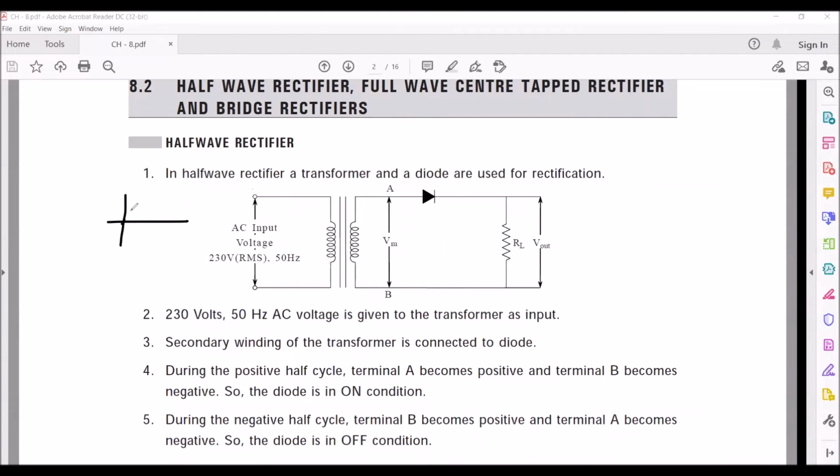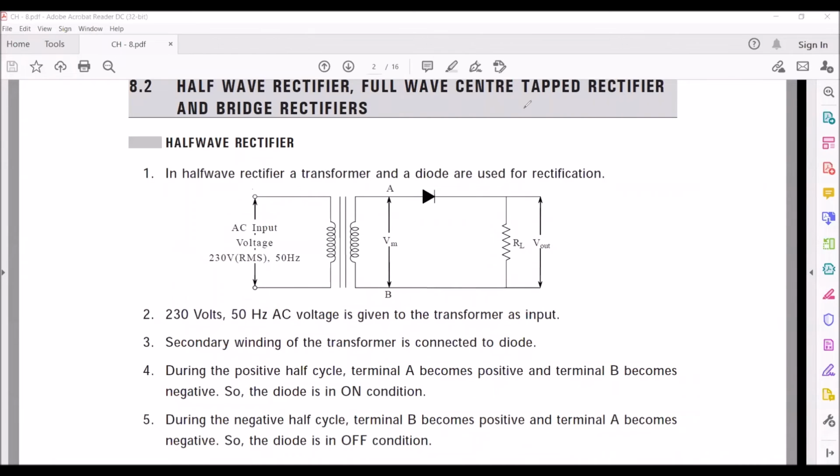As we mentioned, because this is an AC, we have a positive cycle and a negative cycle. During the positive cycle, the terminal A becomes positive with respect to the terminal B. Because the terminal A is positive, the diode anode is positive with respect to the cathode. This diode is in on condition. When this diode is in on condition, it simply behaves like a wire. During the positive half cycle, the entire voltage is given to the resistor.